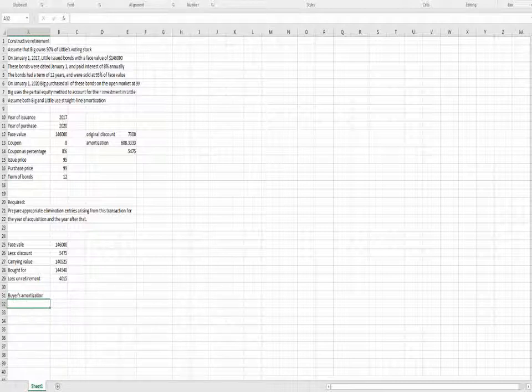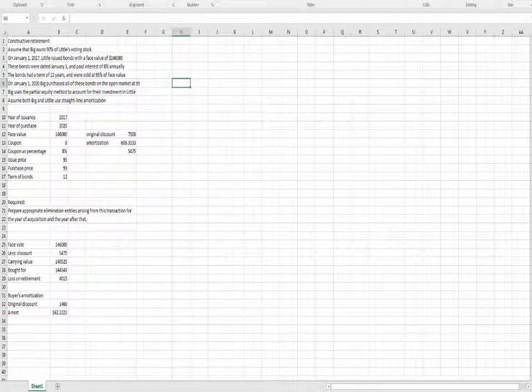Then finally, let's take a look at the buyer's amortization. The original discount for the buyer, again, they bought them back at a 1% discount, so 1% of 146,000. So there's a $1,460 discount, and that's being amortized over the remaining life of the bonds. Now again, when the related party bought these bonds, 3 years had already elapsed, so there were 9 years left. So the annual amortization is going to be 162.22.